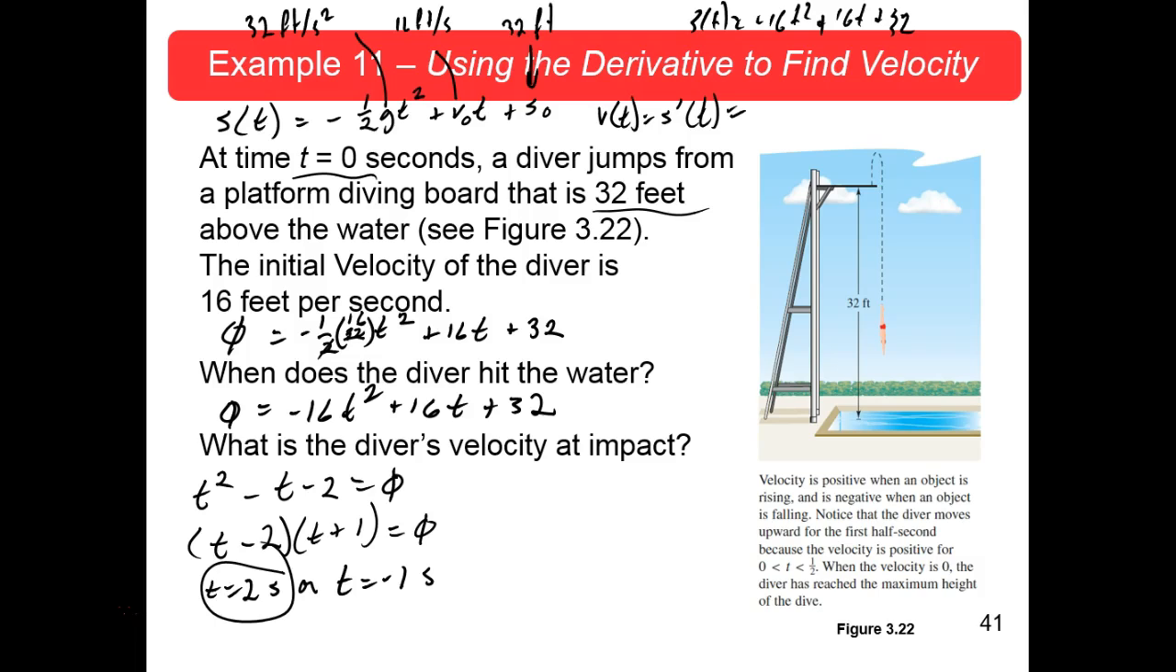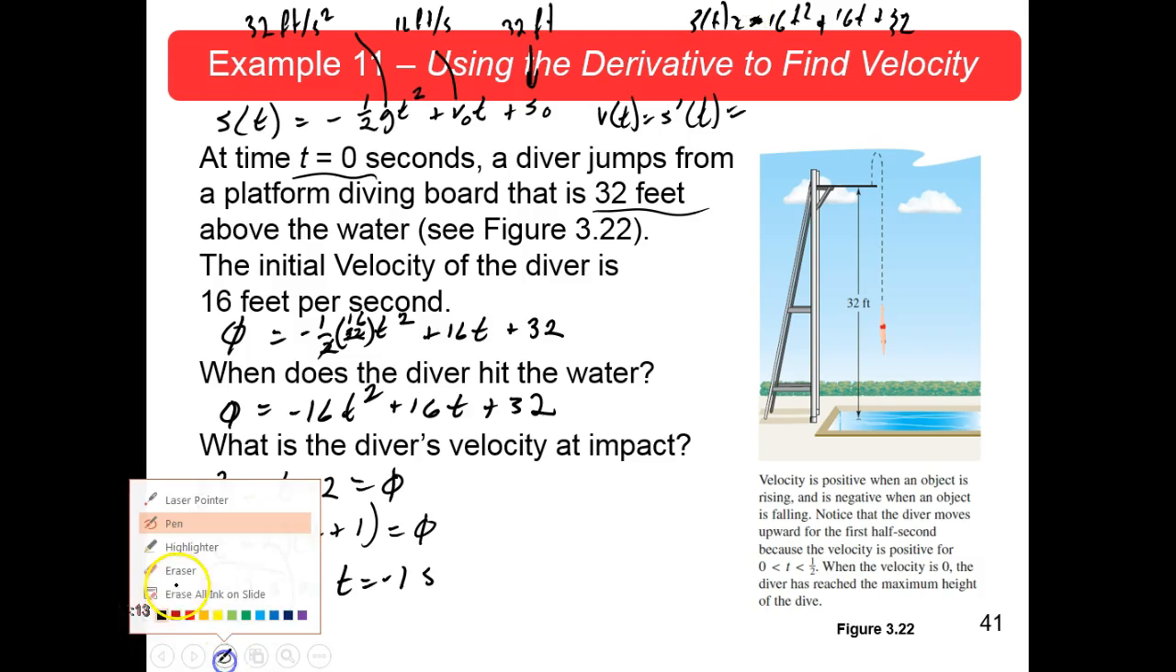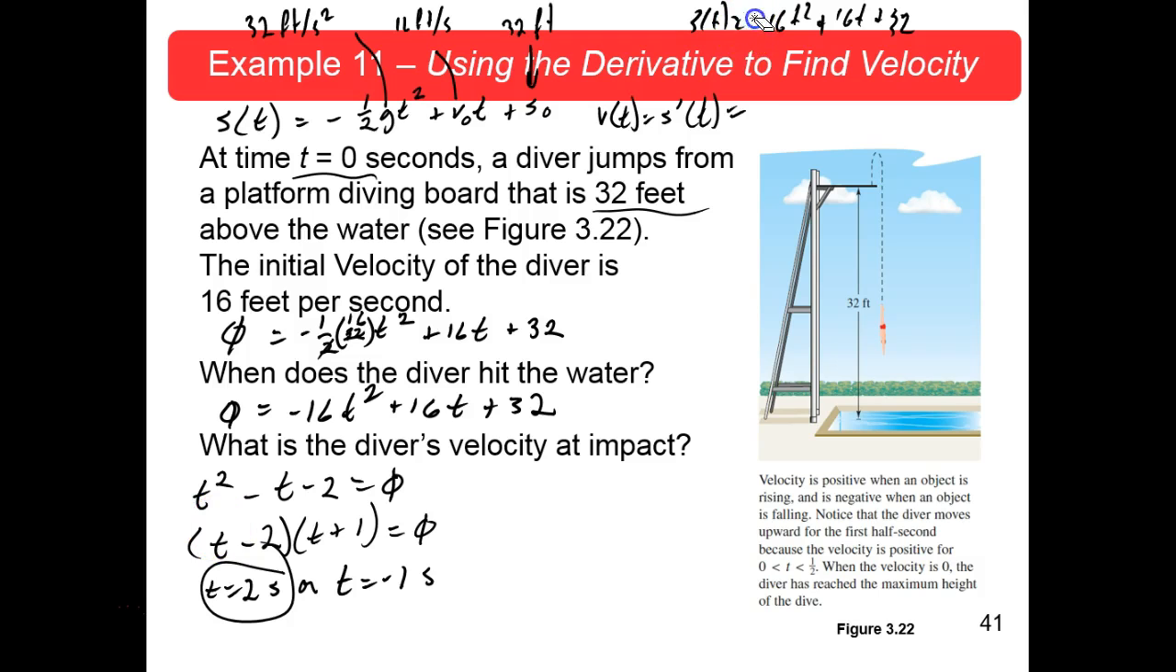If you can read my writing. Yeah, S prime of t. This is S of t up here. We want S prime of t. And that's a minus 16. This is getting worse and worse. Okay? I'm trying to make it look neater, and it just looks worse. Okay? So S prime of t would be what? Minus 16 t squared plus 16t plus 32.